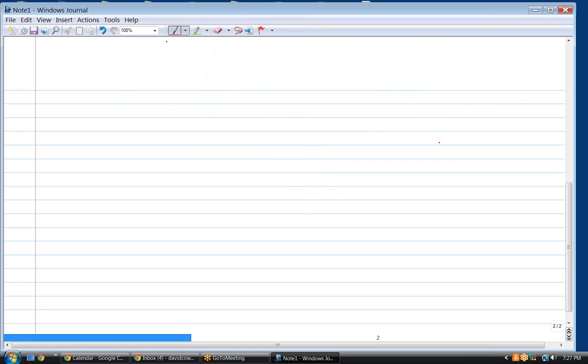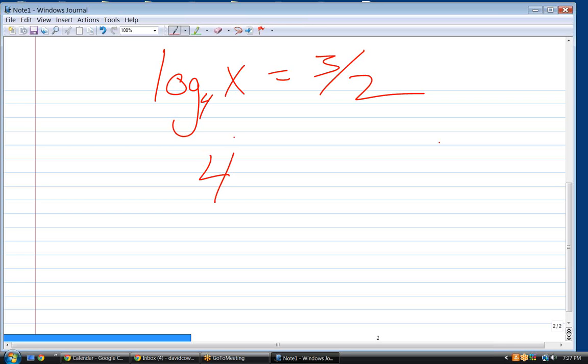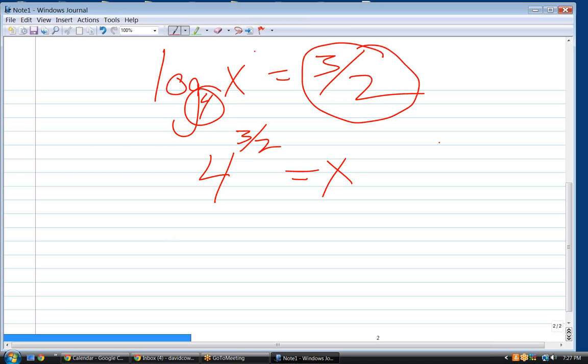Okay, what else? Log base 4 of x equals 3/2. Okay, put it in exponential format. 4 to the 3/2 equals x. The way I always remember how to put it in exponential is I take the number on the far left, I raise it to the power of the number on the far right, and it's equal to the argument in the middle. So whenever I see this, it's real easy to convert to exponential. It's just this to this power equals that.